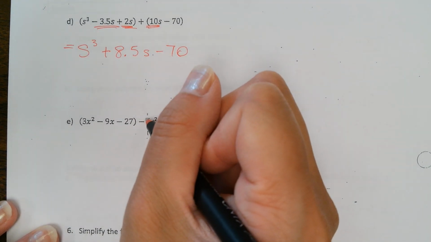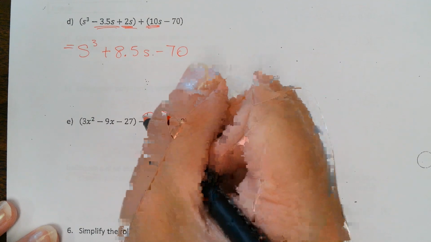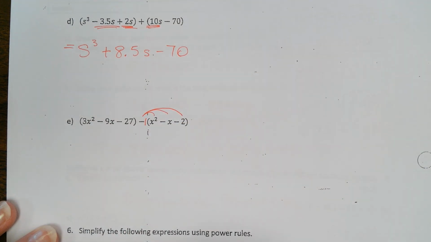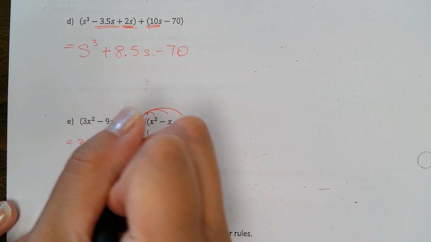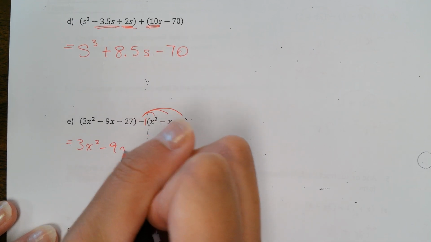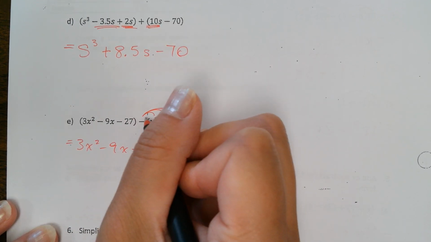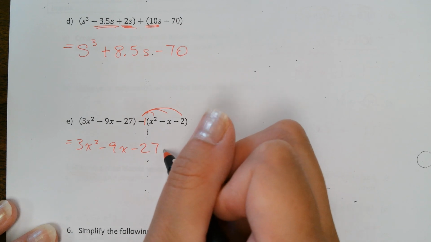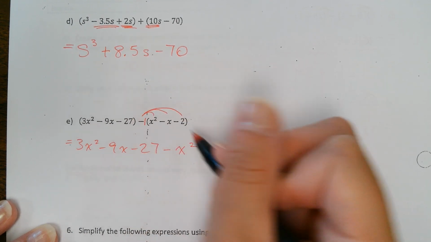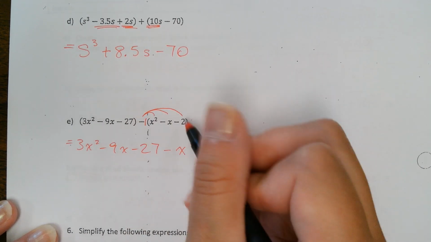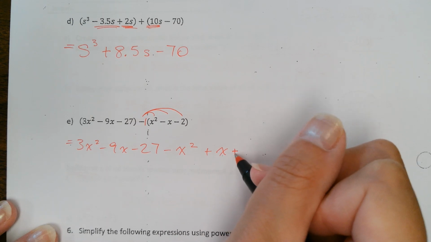So this one, I'll do the negative 1 and multiply so that you guys see this. It's the same thing. So when you do this, you get 3x squared minus 9x minus 27. When you multiply that negative 1 in, you get negative x squared, positive x, and positive 2.